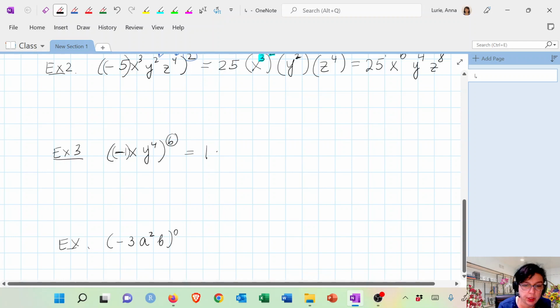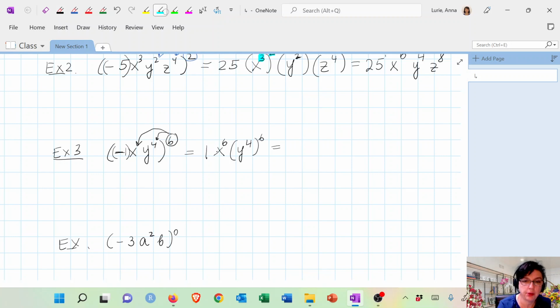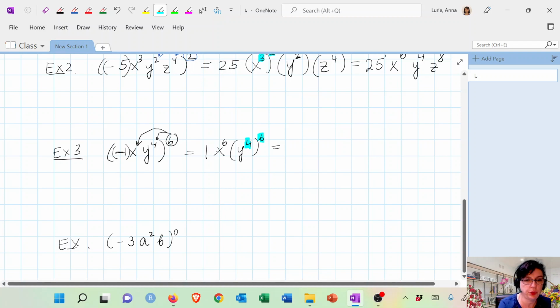So next, we're just going to take that power 6 and distribute it to all those terms. So it was x, and now it's going to be raised to the power 6. And then it's going to be y to the 4th raised to the power 6. So again, remember what we do with these powers is we just multiply them. So if you permit me, I'm not going to write 1. I'm just going to write x to the power 6. And then it'll be 4 times 6, which is 24. That's the final answer there.